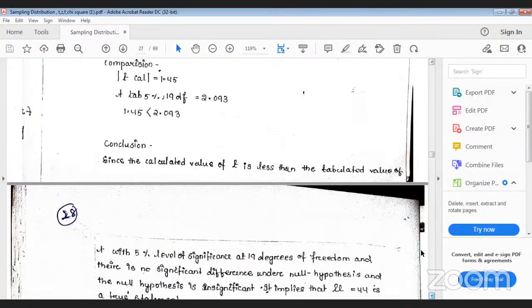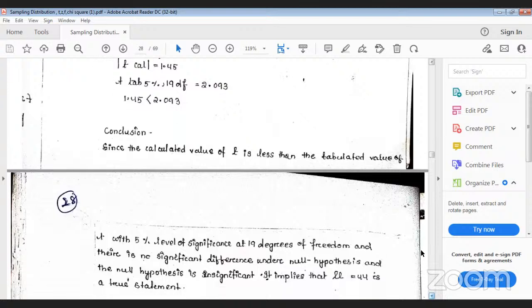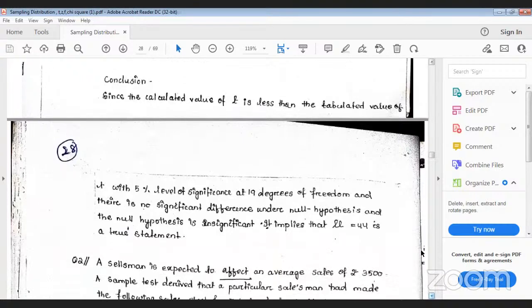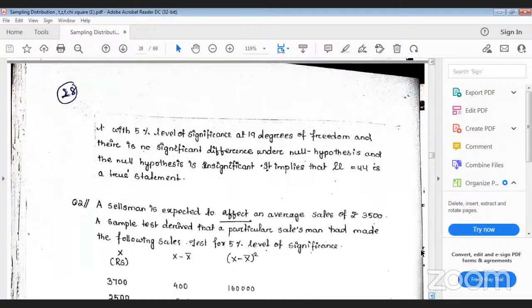And you have to write the conclusion this way. Since the calculated value of t is less than the tabulated value of t at 5% level of significance with 19 degrees of freedom, there is no significant difference, and the null hypothesis is accepted. That means mu is equal to 44 is a true statement. Whatever population mean we have taken, that is 44, it is correct, or it is true.